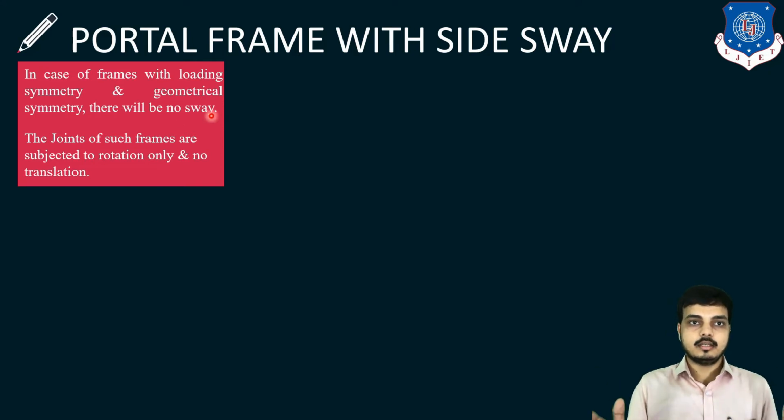If a frame has a symmetric structure and symmetric loading, then in that particular frame there will be no sway. The joints of such frames are subjected to only rotation and no translation. That means there will be only a slope and not a deflection.